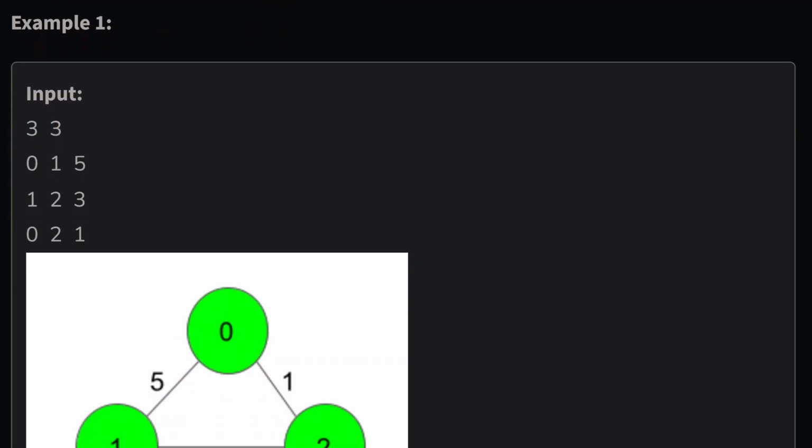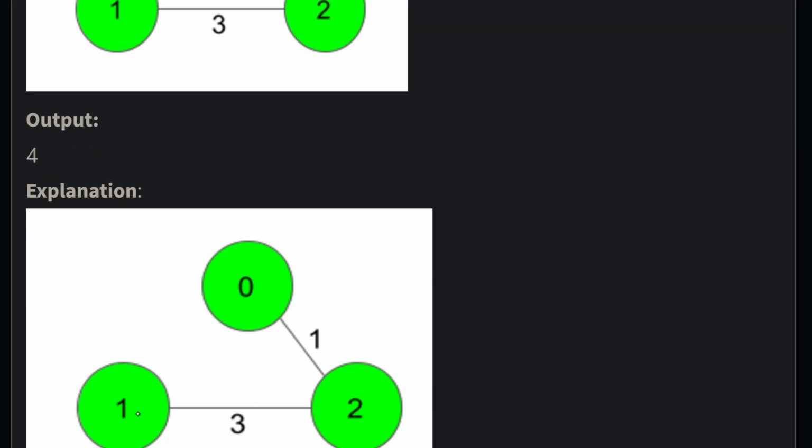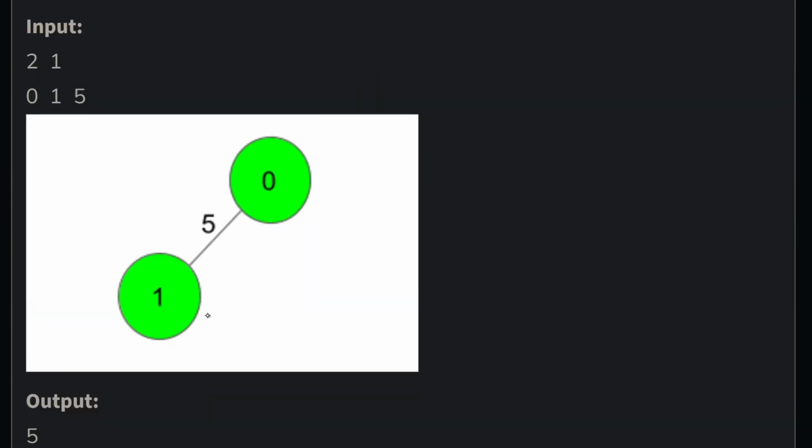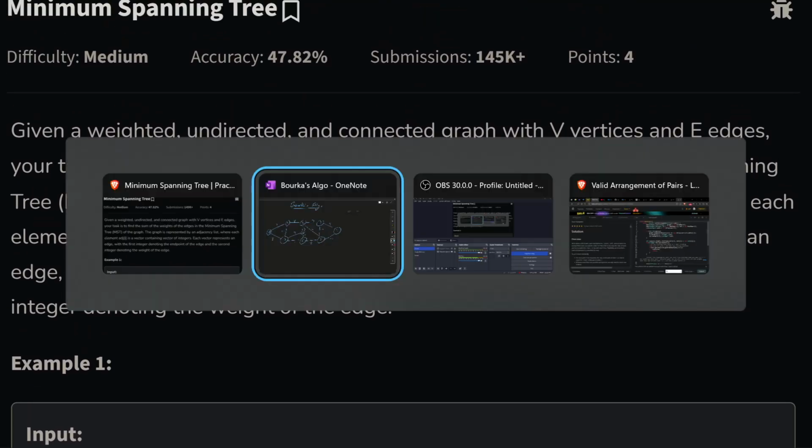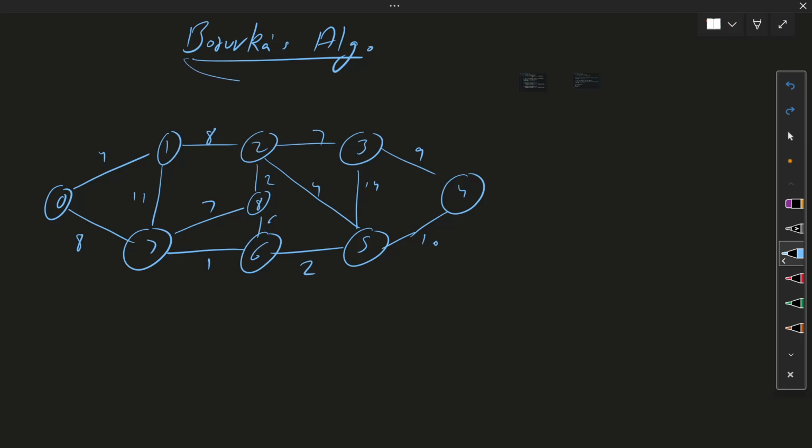So we have this graph. In this case, the MST is this. In this case, the MST is 5. So let's directly solve it using the Boruvka algorithm. The Boruvka algorithm uses the cheapest edge for every vertex. So let me build a list for this.